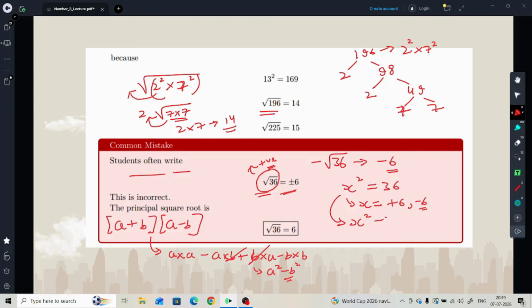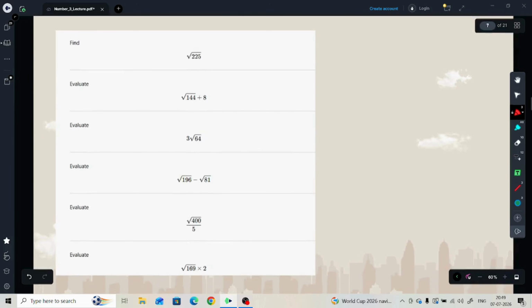Simply, x square minus 36 equal to 0. We can write it as x square minus 6 square equal to 0, and then as x plus 6 into x minus 6 equal to 0. So we can have two values of x, one is 6 and one is minus 6. But while using the square root directly, we can't get two opposite sign values. We will always get the positive value only. Okay, that's it.